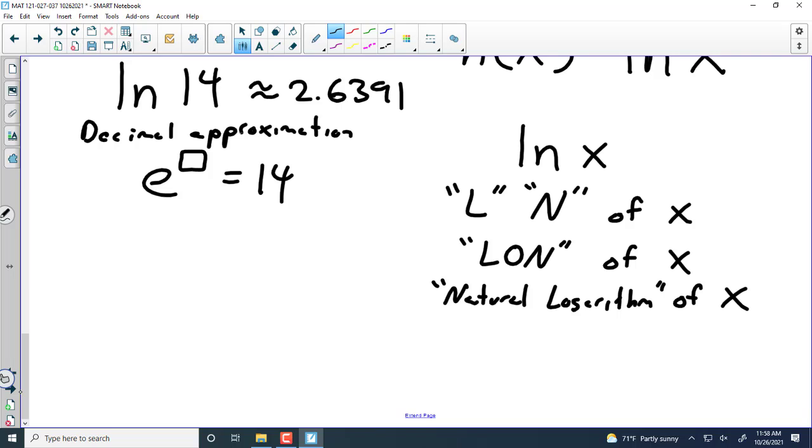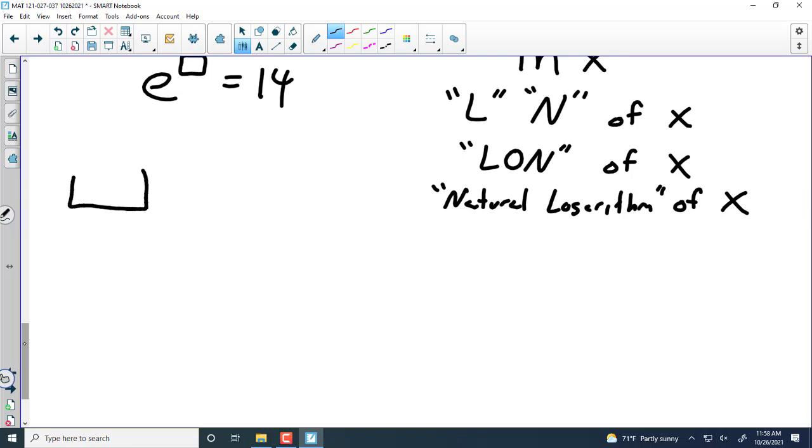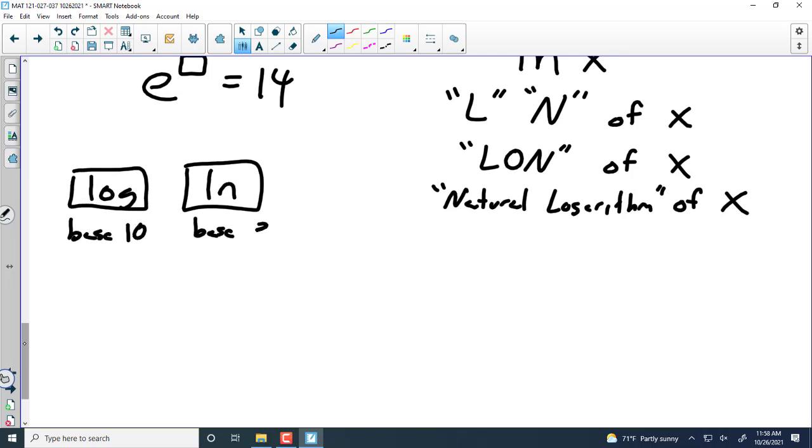The two bases that most calculators can do are log, base 10, and ln. And for right now, we just have to be happy with those two bases.